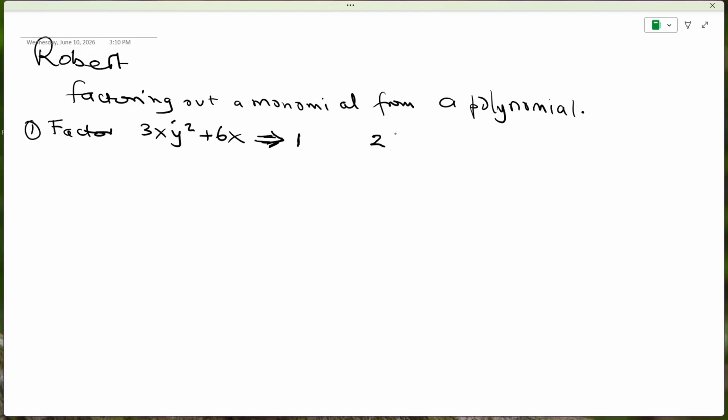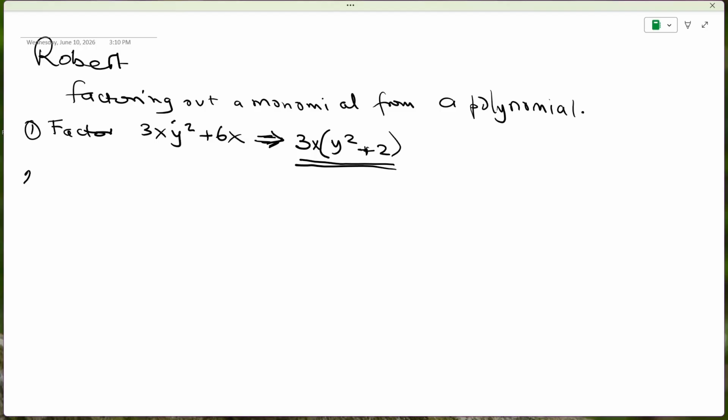So in this case, we will have our 3 brought out, and then with this first part, we'll be left with our xy squared. But we have x in both ends, so we can also bring out x. And in this part of our polynomial, we're left with only y squared. And in the second part, we are only left with a 2, because 2 times 3x will give us 6x. So we will have factored our polynomial.